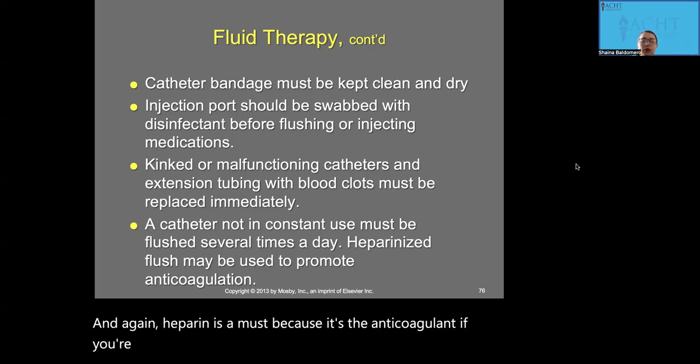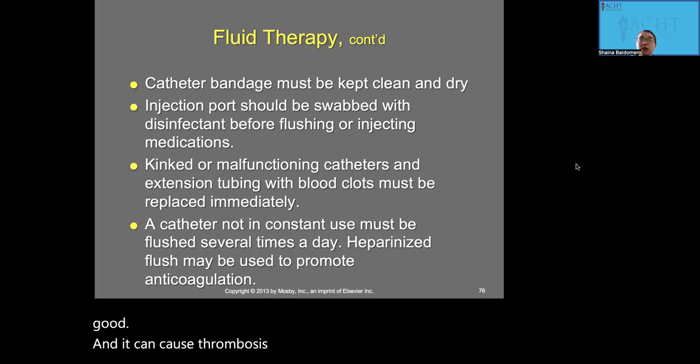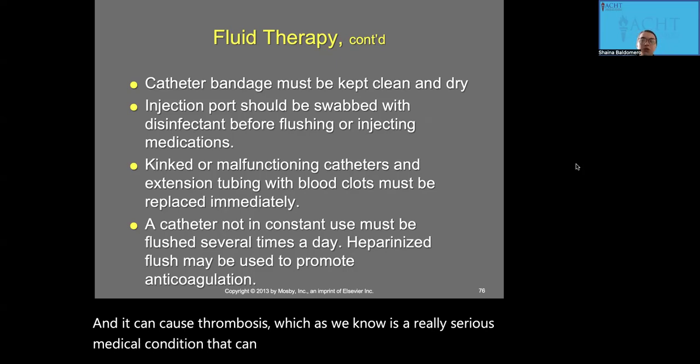If you're just flushing it with no heparin, there's no guarantee that a clot is not going to form. And if a clot forms, that catheter is no good. And it can cause thrombosis, which, as we know, is a really serious medical condition that can happen due to clots in the IV catheters.